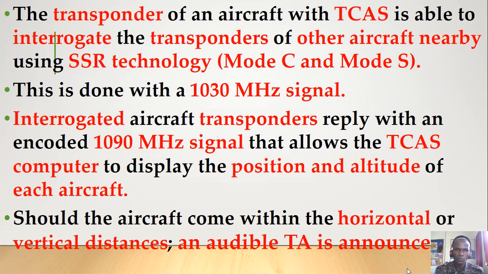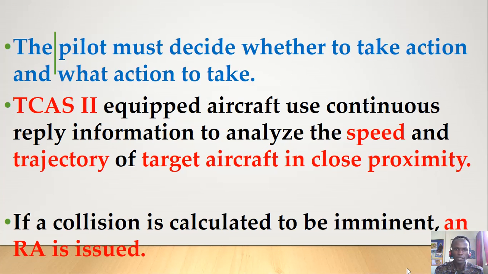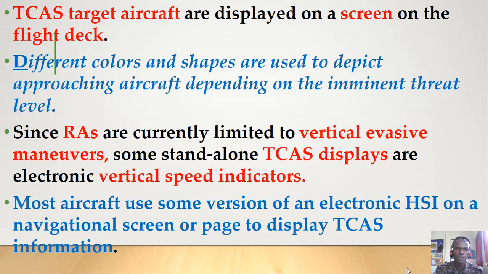The pilot must decide whether to take an action and what action to take. That is for TCAS 1. TCAS 2 equipped aircraft use continuous reply information to analyze the speed and trajectory of target aircraft in close proximity. If a collision is calculated to be imminent, an RA is issued. TCAS target aircraft are displayed on a screen on the flight deck. Different colors and shapes are used to depict approaching aircraft depending on the imminent threat level.